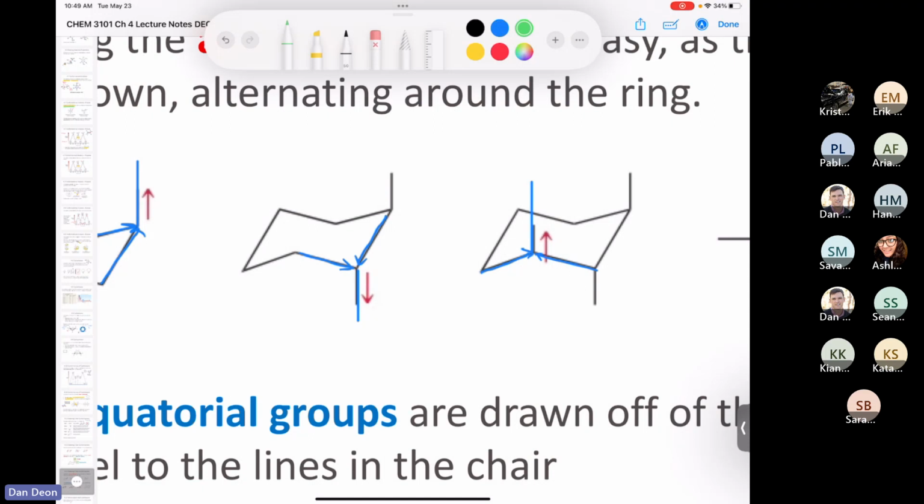Let's try this one here. You have a line going up this way, a line going up this way. So the axial position is going to be straight up. Right, you have a line going down this way. You have a line going down this way. So the axial position is going to be straight down. And that's how you draw axial positions.